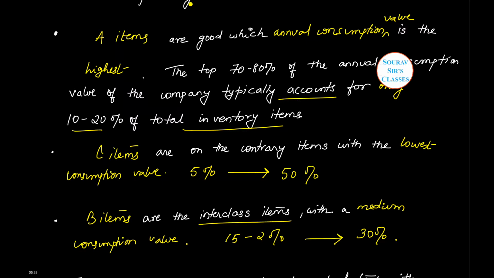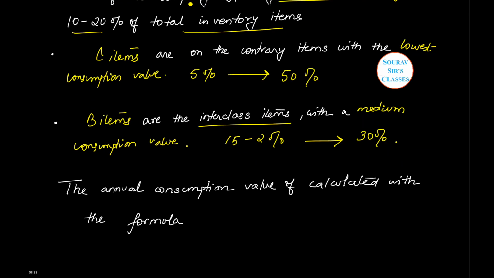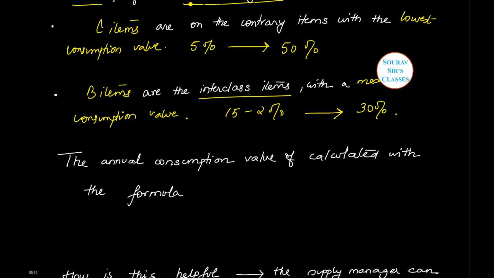So let us look at the formula for calculating the annual consumption value. The annual consumption value can be calculated using this formula: annual demand into item cost per unit.